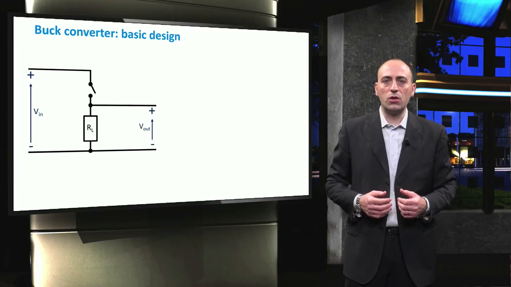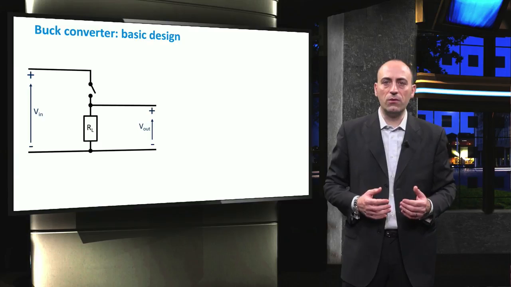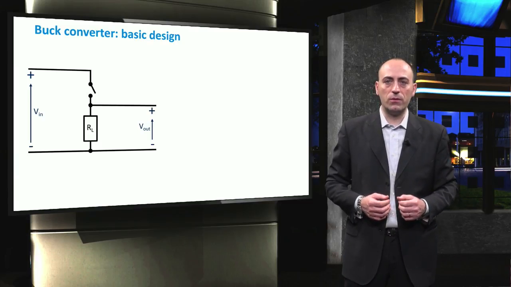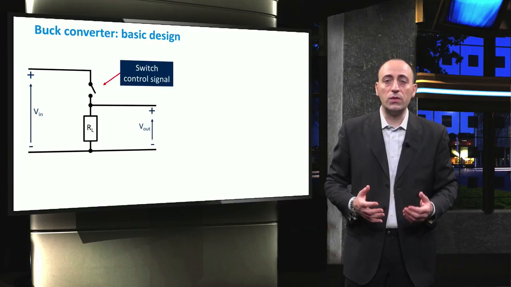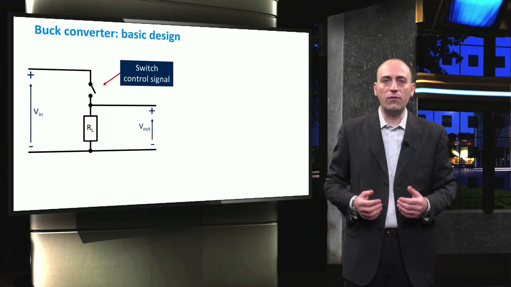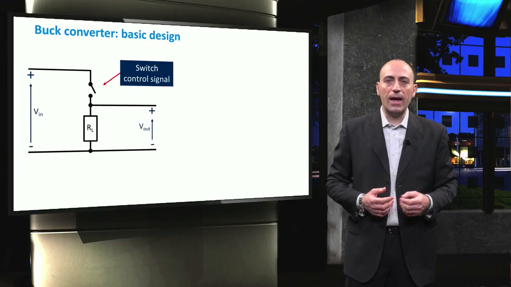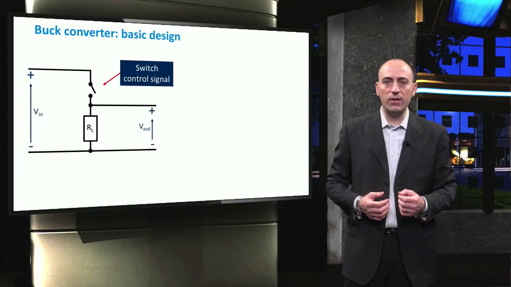Here, the simplest version of a buck converter is depicted. Starting from the left, we have the power supply, for example, a PV generator, that applies the voltage at the input terminals of the converter. Then we have the control signal used to switch on or off, for example, a transistor, and the resistive load RL, which receives the output voltage Vout.